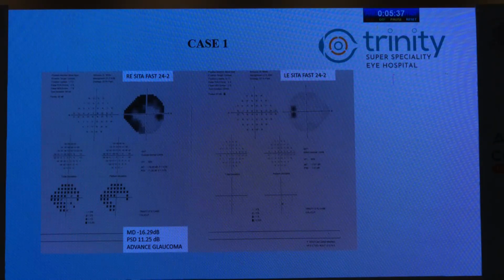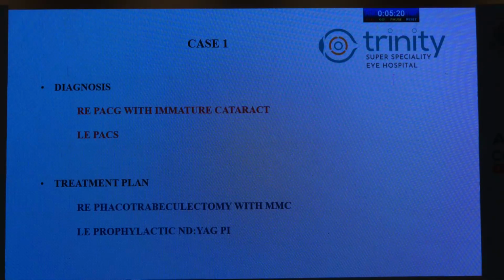When I did visual fields, again it was correlating with the clinical picture. The right eye showed a superior arcuate scotoma and an inferior nasal step extending to the arcuate area with a mean deviation of -16 decibels, suggestive of advanced glaucoma, and the left eye was normal. Diagnosis was clear: right eye primary angle closure glaucoma with immature cataract and left eye PACS.